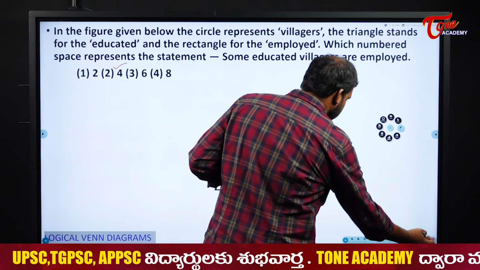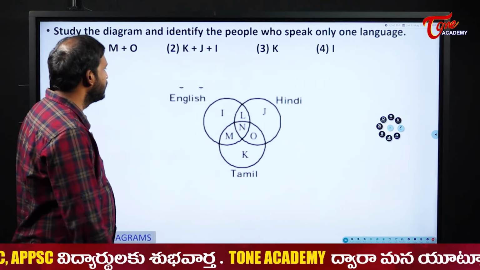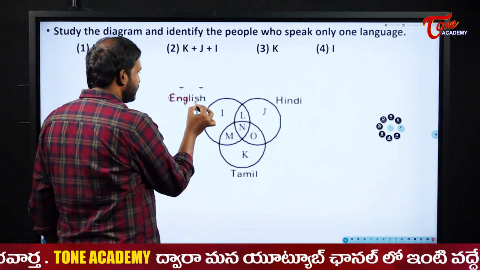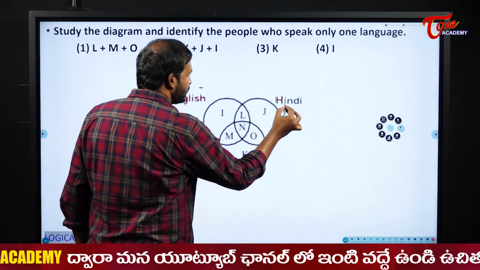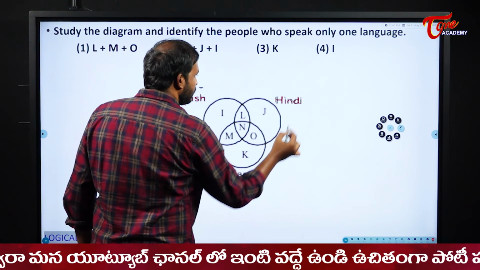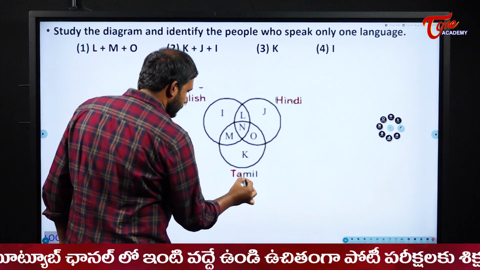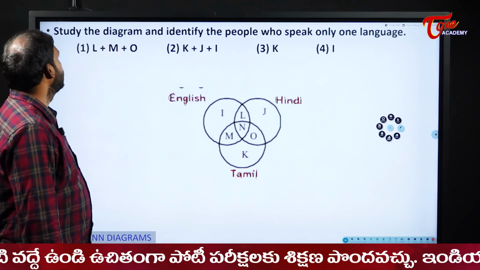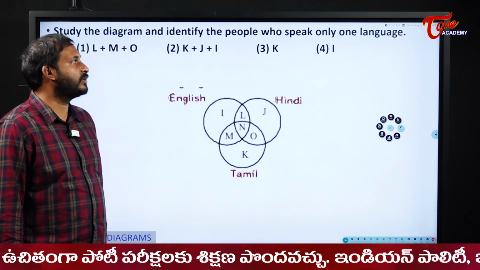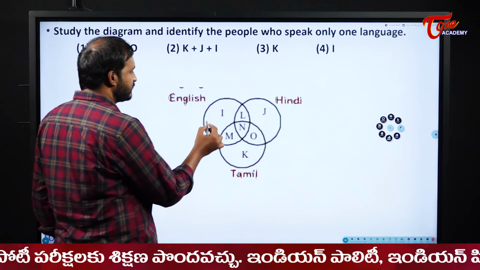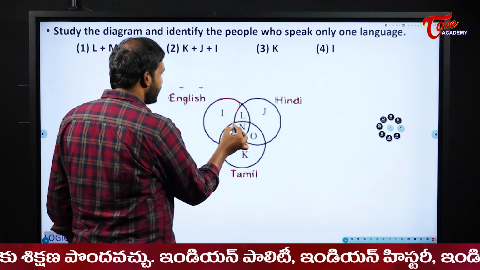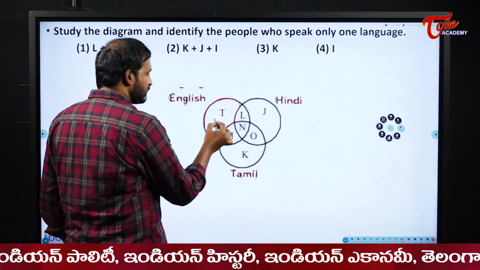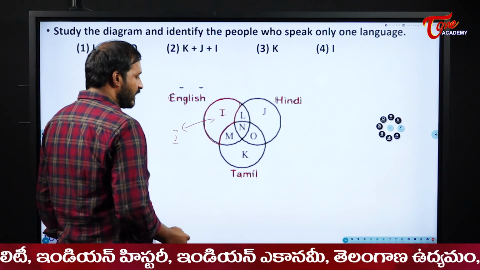Okay, next we will see the next one. Now please see here, this is English. See students, these are images actually. This is the reason you might not see this one clearly, a little bit blurred. Okay, these are images. This is Tamil. So now study the diagram and identify the people who speak only one language. Only one language means this is the area where only English speaking people are there. So this is I for us here.